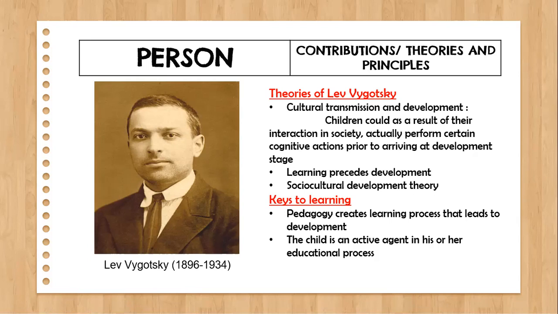If the question is about keys to learning, pedagogy creates a learning process that leads to development. This idea came from Lev Vygotsky. The child is an active agent in his or her educational process. If this idea appears in any question, this came from Vygotsky. That is the main difference between Piaget and Lev Vygotsky. They have their certain theories, but they are still theories. We are still trying to prove if these theories happen in the everyday teaching and learning process.